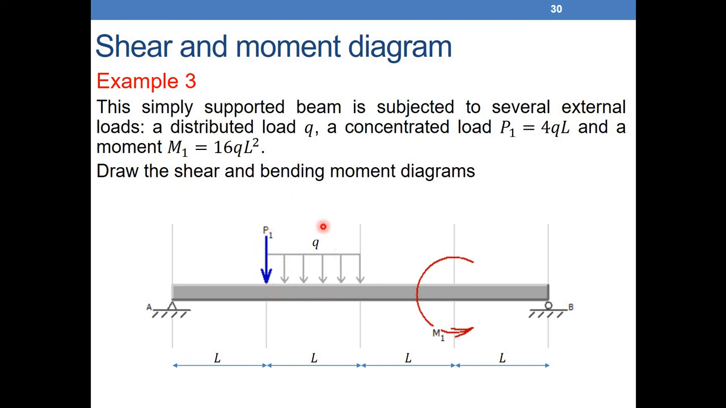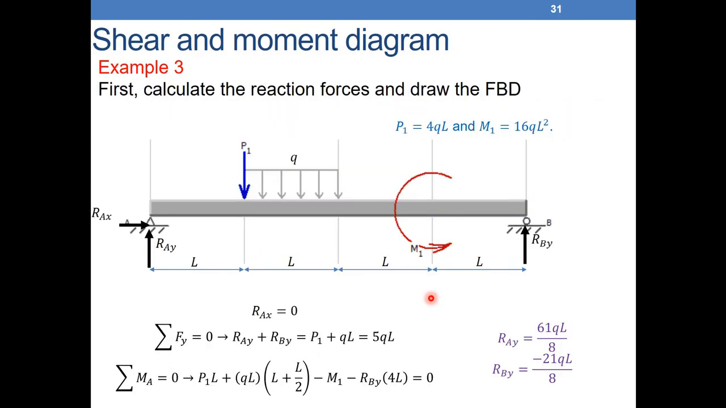We have a distributed load Q, and moment M1 is equal to 16QL squared. So these values are given. The question is to draw the shear and bending moment diagrams. As always, the first step is to find the reactions at A. At A, I'll have RAX and RAY. At B, I will have RBY.